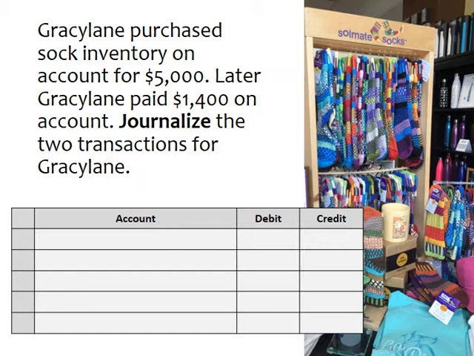Now we have the transactions to record. Gracylane purchased sock inventory on account for $5,000. Later, Gracylane paid $1,400 on account. Journalize the two transactions for Gracylane.